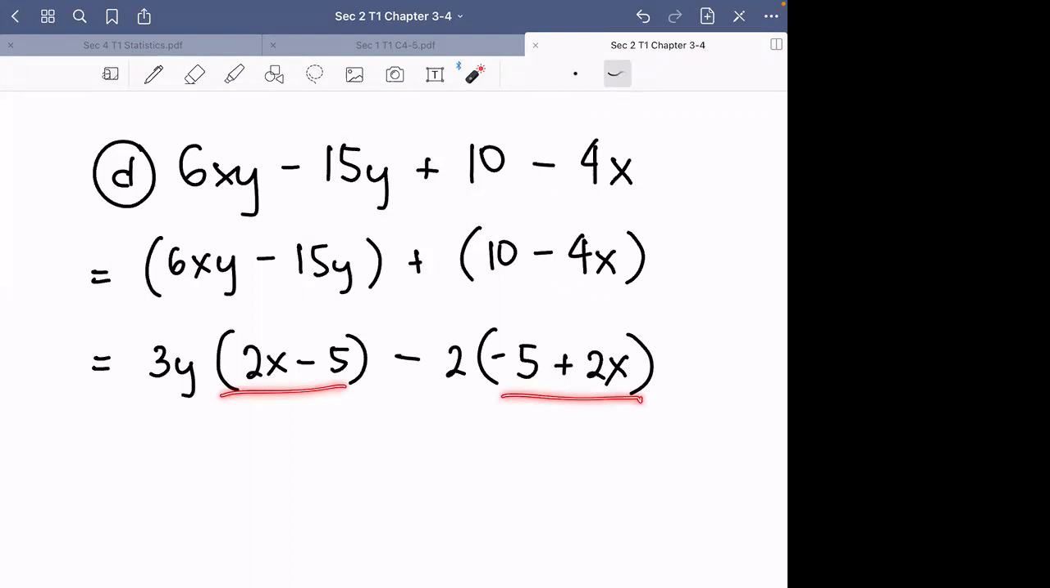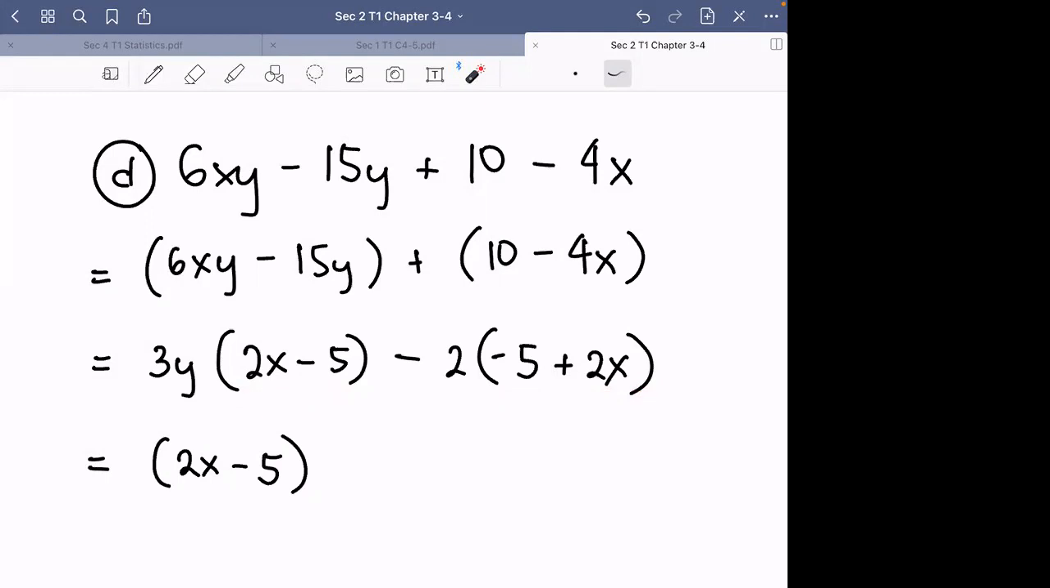Oh, yeah, I understand. Because both of them are now positive 2x and both of these 5s are now negative. That's why they're the same now. So that means we can now factor out 2x minus 5. That's what I'm trying to point out there. They should be the same, including the signs.